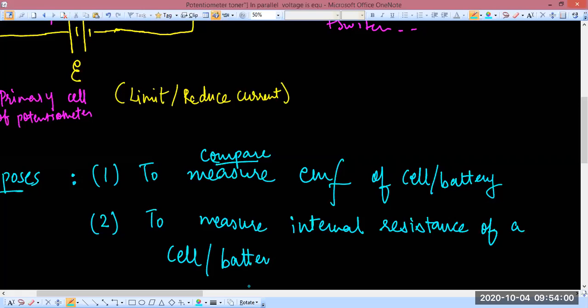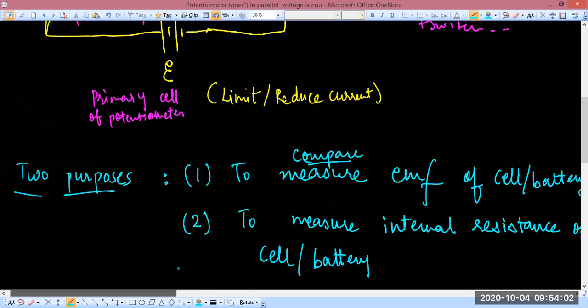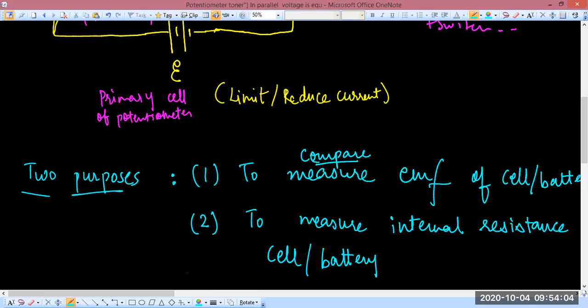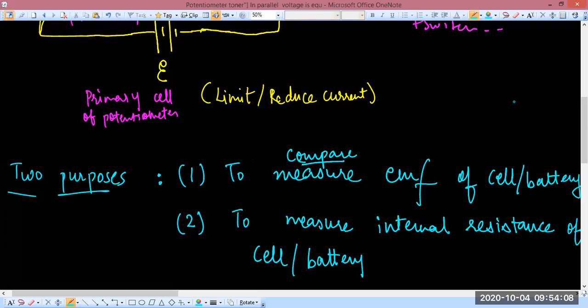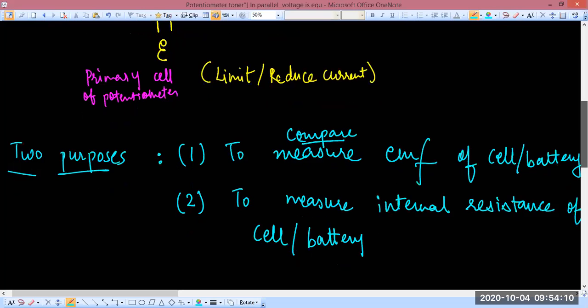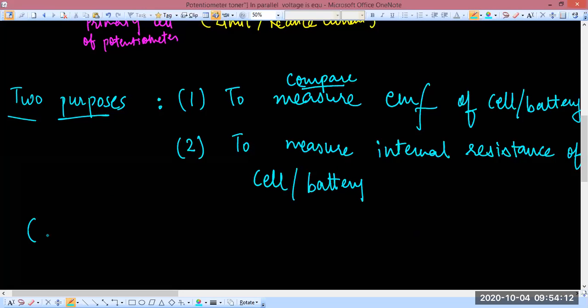Right? These are the two basic purposes of a potentiometer. Listen to this carefully. The general use, whatever you do, what a potentiometer is doing is, in general, measuring potential difference. That is why it is called a potentiometer.